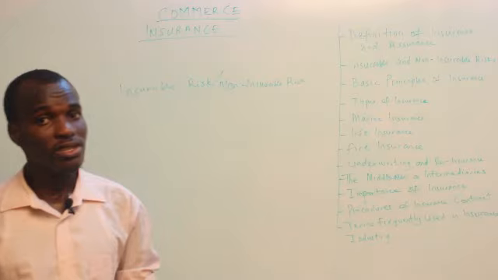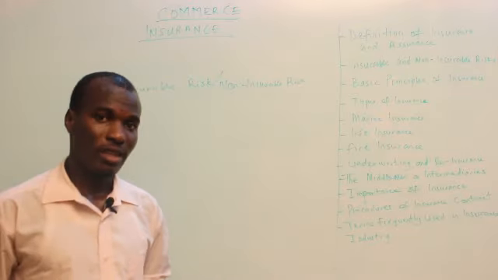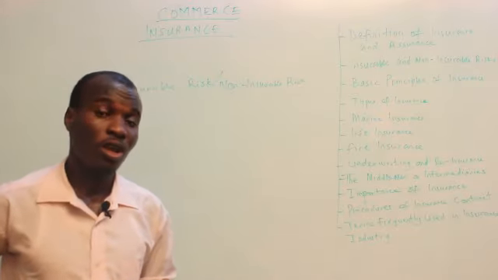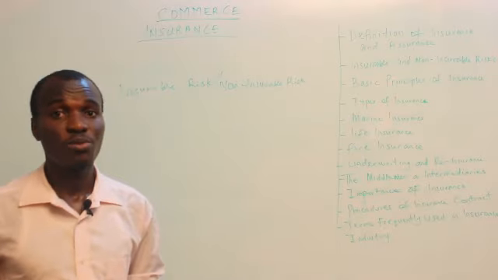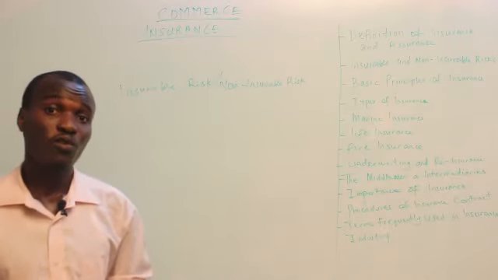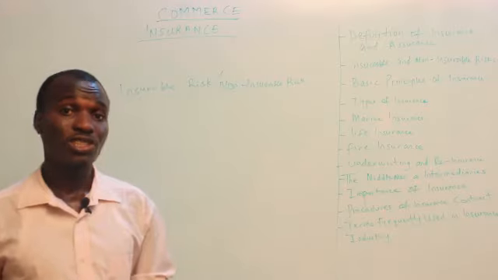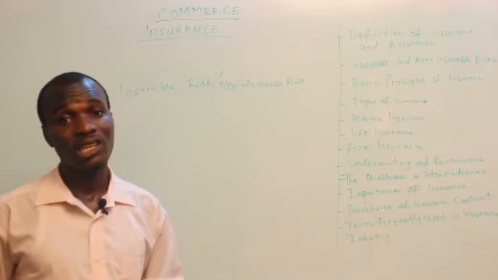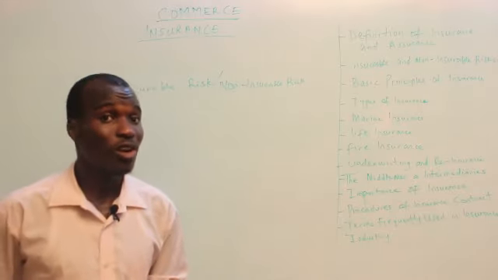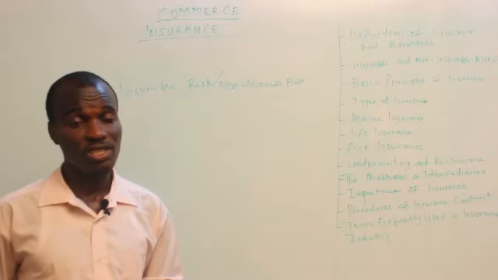This category of risk cannot be insured upon. Exactly, they cannot be insured upon. So the insurer cannot make provision for this category of risk, because such losses or such risk cannot be easily calculated and estimated. So the insurance company cannot make provision for such risk in the business.